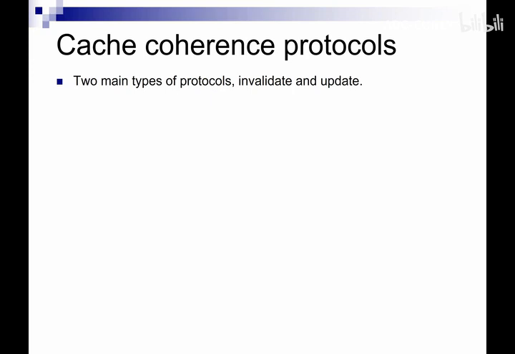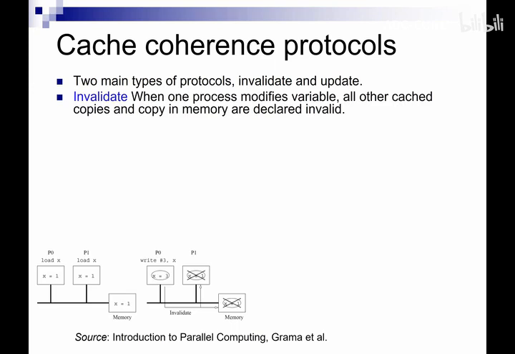Okay, so there are different types of protocols to implement cache coherence. And there are two main types, the invalidate type protocol and the update type. So invalidate basically means that when one process modifies a variable, then all of the other cached copies of the variable are declared to be invalid.